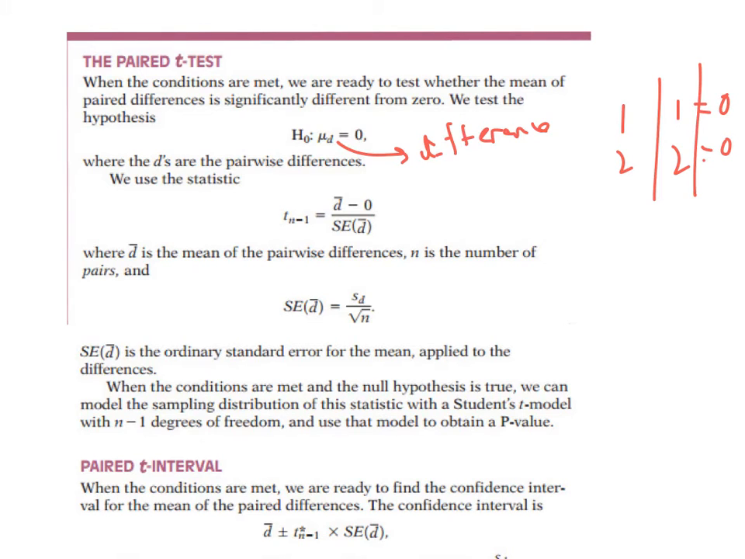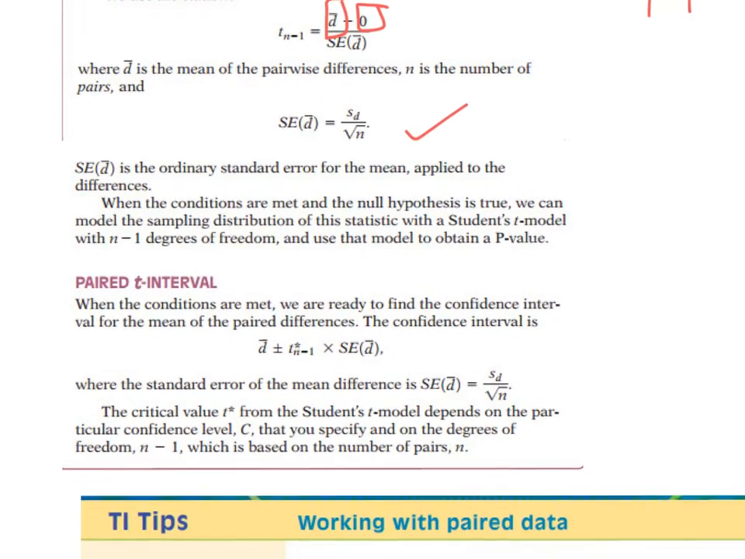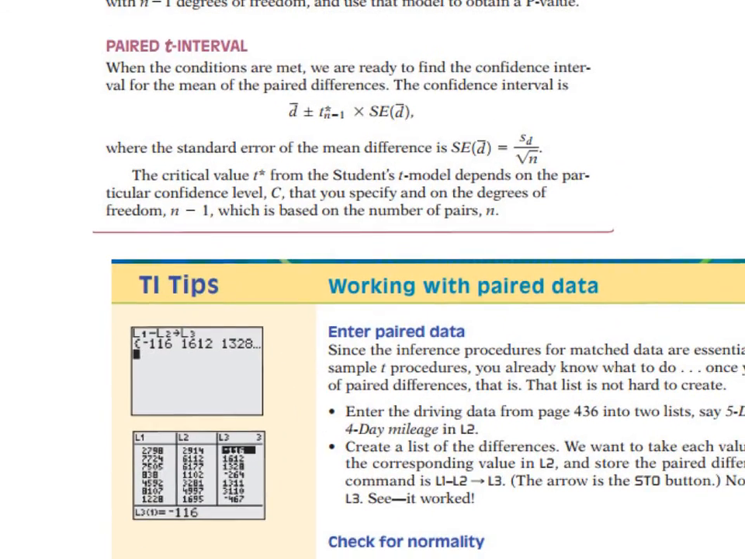Okay, your t value, the same idea. What's nice about this formula is you're subtracting 0, so you really only need the mean of your differences. So all these formulas are really the same, which is why I'm kind of doing them quickly. Notice same formula, but now you're working with differences.